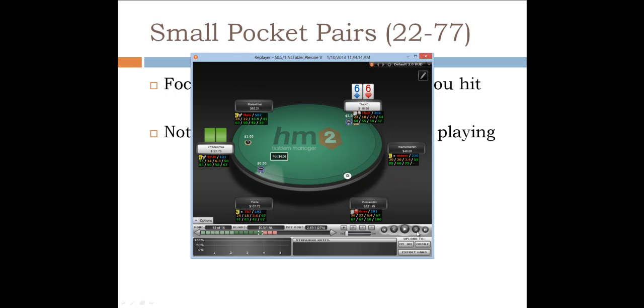Pocket sixes. He donk leads. I just raise him because I think he very seldom has a hand here, and he's just putting out a feeler bet with, I don't even know, nines maybe, if that, and he ends up folding. So I know back in the day, raising donk bets was like an automatic thing. But on this board, he's just not going to have anything.